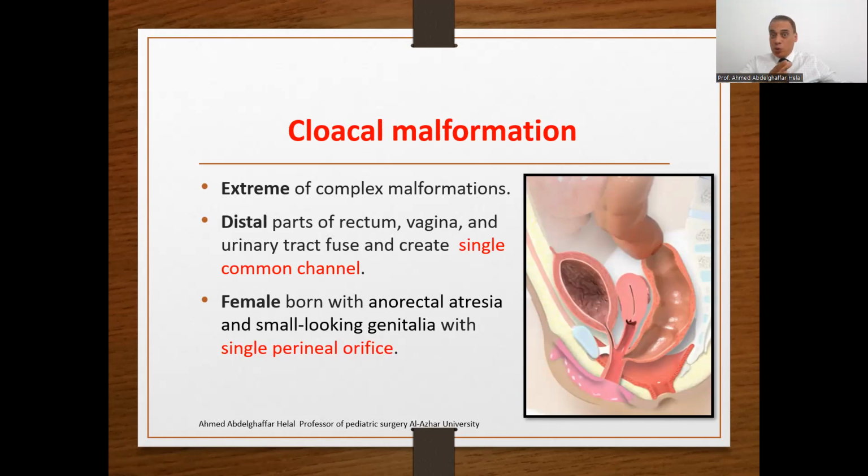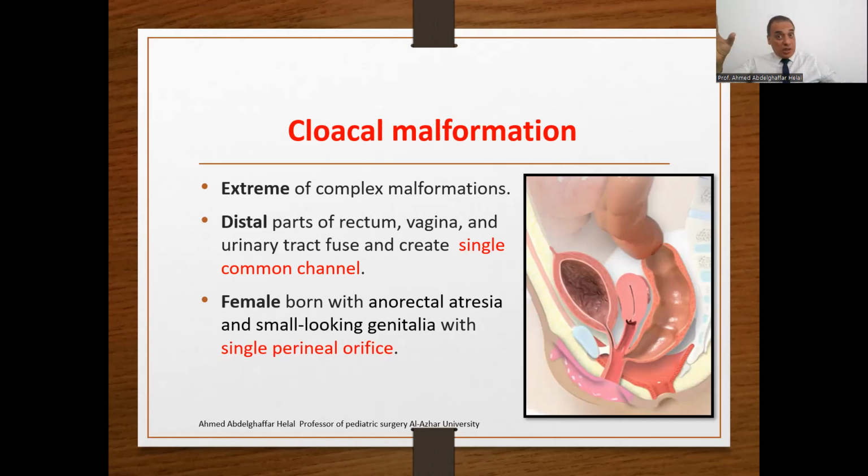The female is born with anorectal atresia, small-looking genitalia, and a single perineal orifice. There will not be three orifices as usual. Normally, the female perineum contains three orifices: the rectum, the vagina, and the urethra. This is the normal three orifices. In such cases of cloacal malformation, the baby will be born with a single orifice. This single orifice includes the rectum, the vagina, and the urinary bladder. All three fuse together and open externally on the perineum with this single orifice.